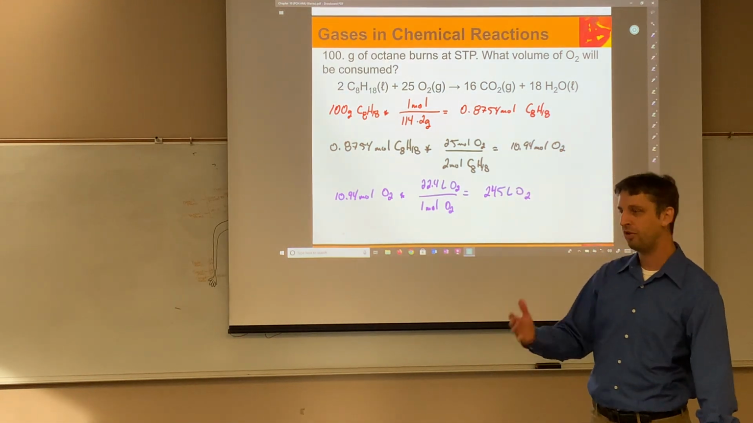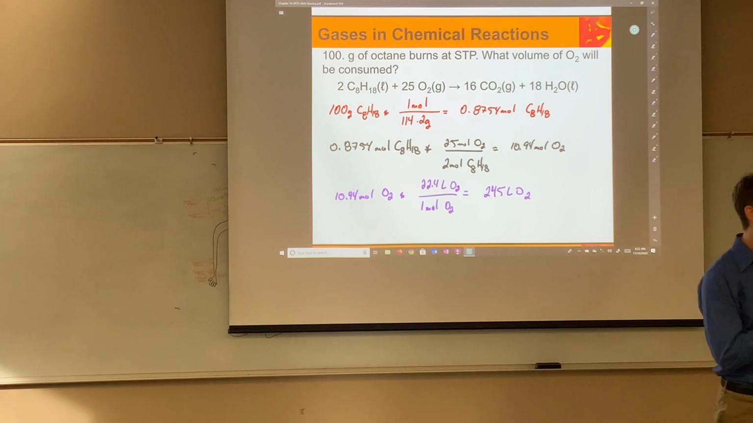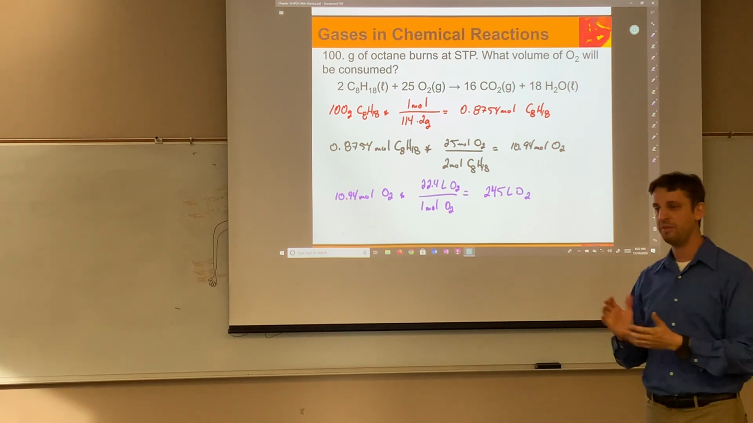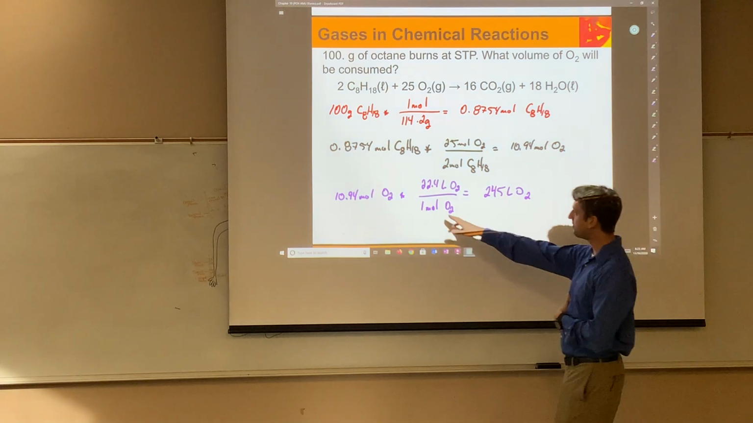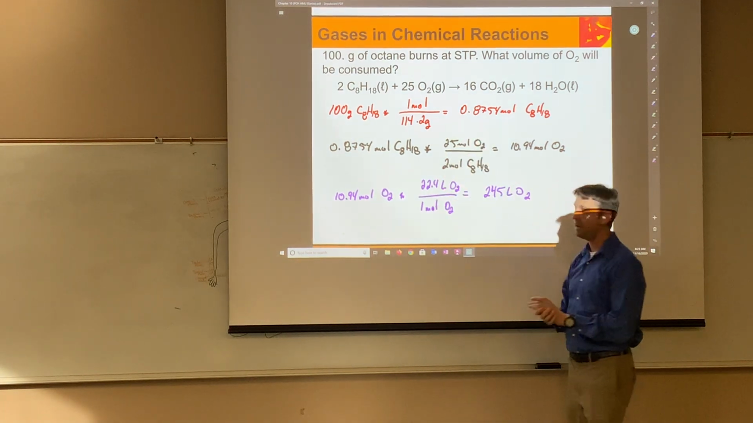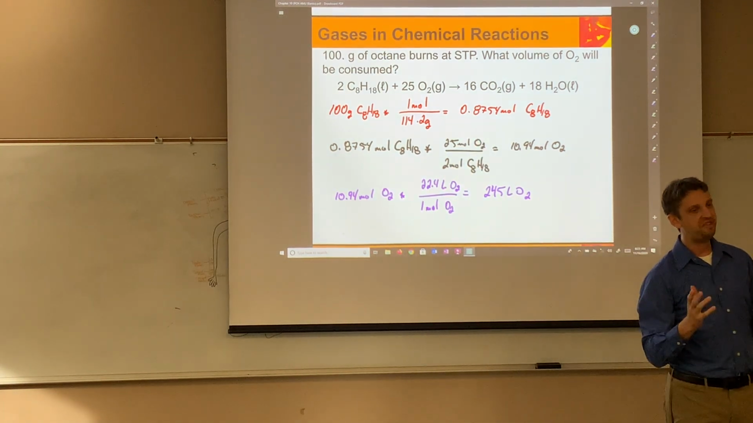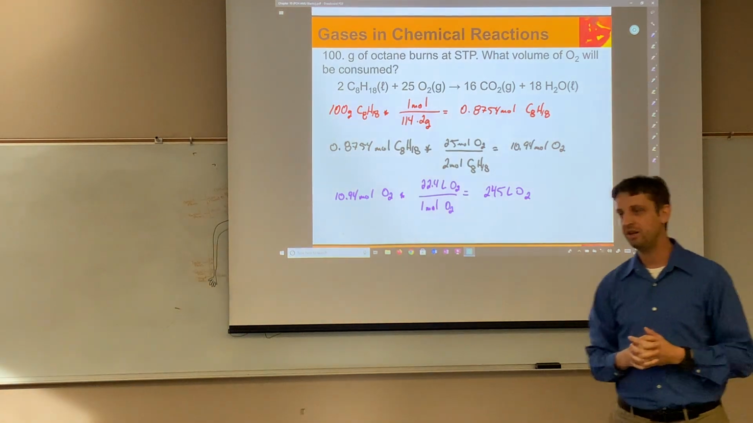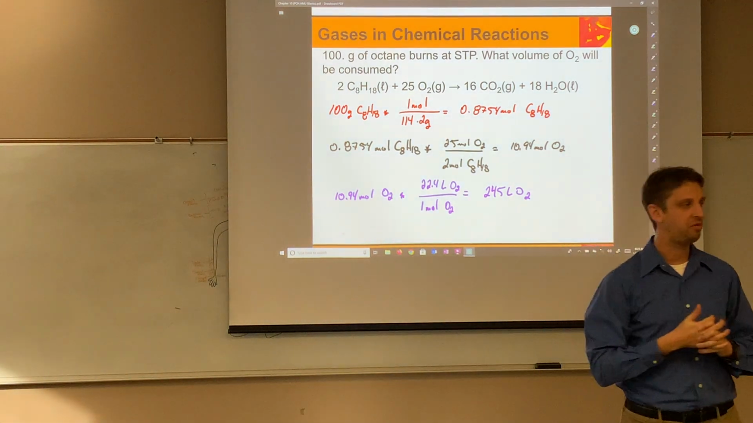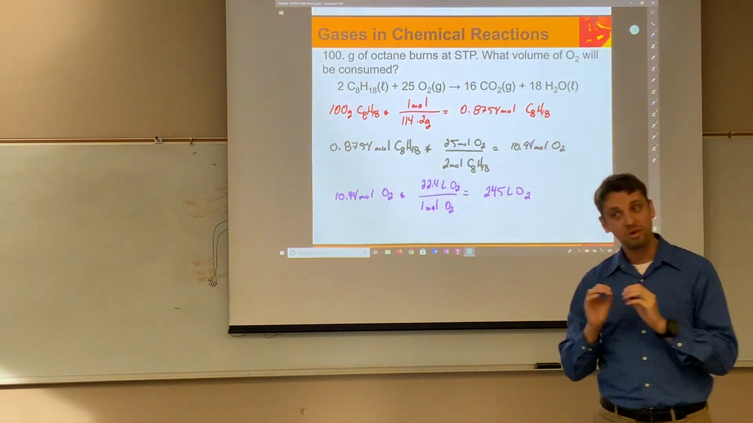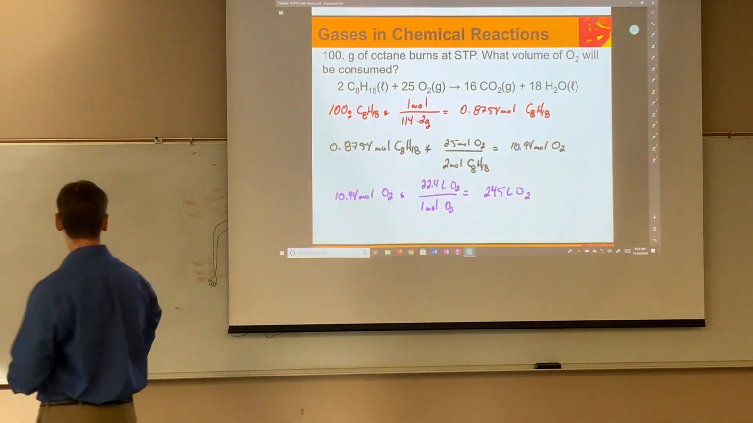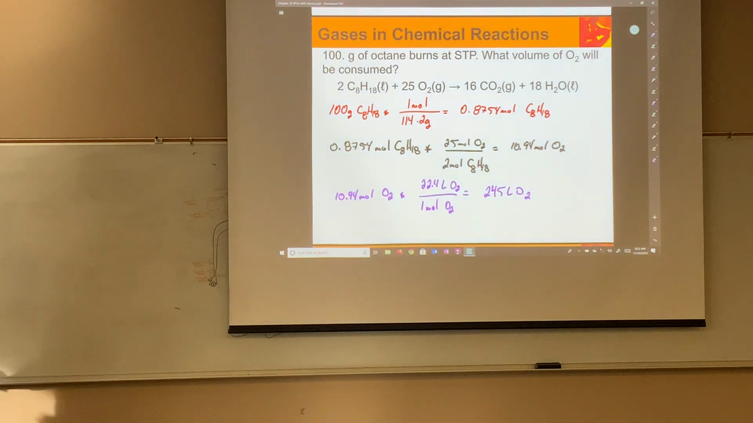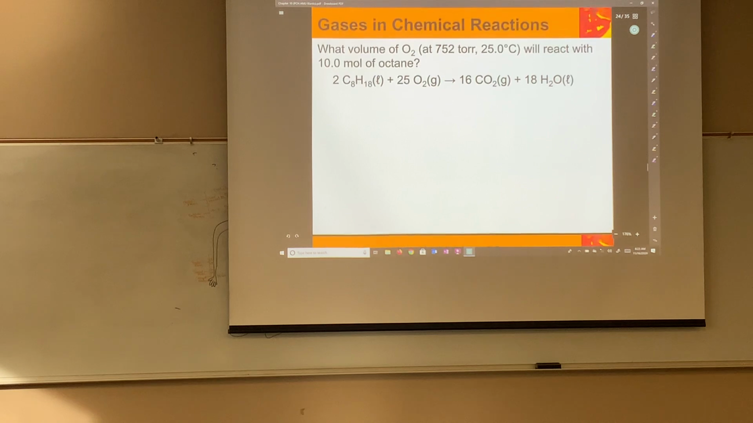So if we do need to convert something, we can use our ideal gas law, okay? But there's other methods we can do also, right? So remember, in here, we were able to use our standard temperature and pressure. And understanding that, one mole of an ideal gas at standard temperature and pressure is 22.4, but remember, that's only at standard temperature and pressure. Anything else, we have to use the ideal gas law, okay? All right, so a little bit of a warm up here.